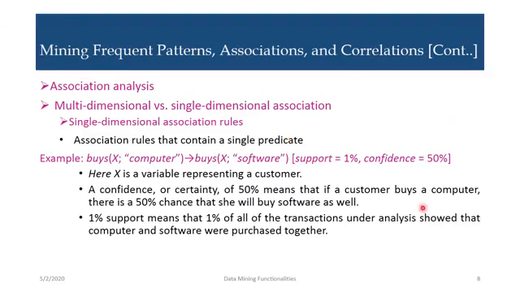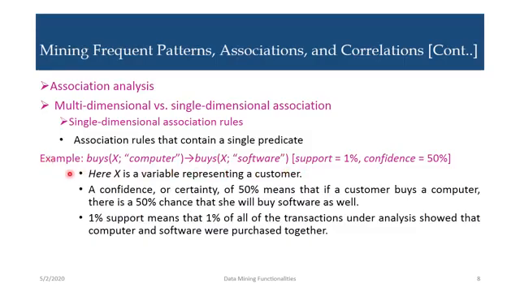And what is confidence 50%? Confidence of 50% means that if a customer buys a computer, there is a 50% chance that he or she will buy software as well. So this is the meaning of support and confidence. This rule is an association rule, and remember that an association rule is always accompanied by support and confidence. These are two very important terms, and they will be explained in detail later in chapter 5, frequent pattern and association correlation analysis.